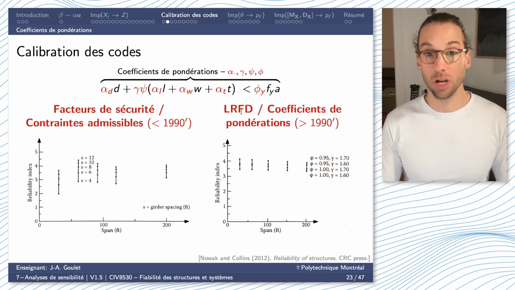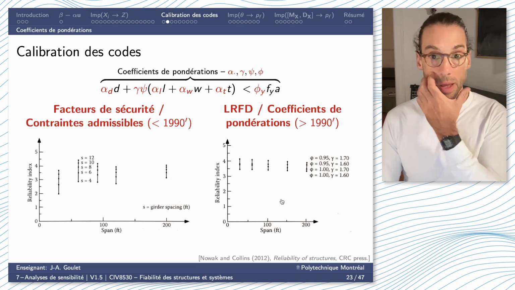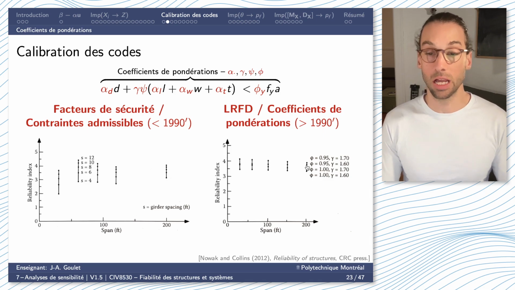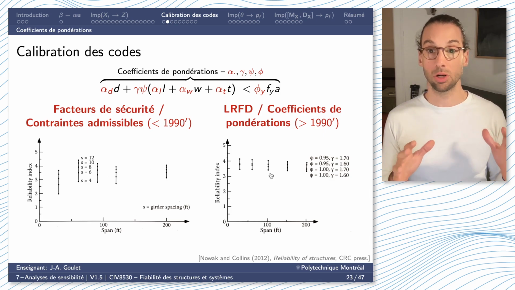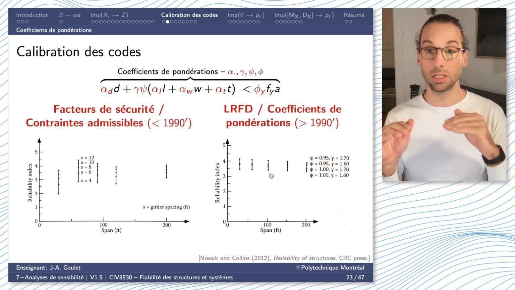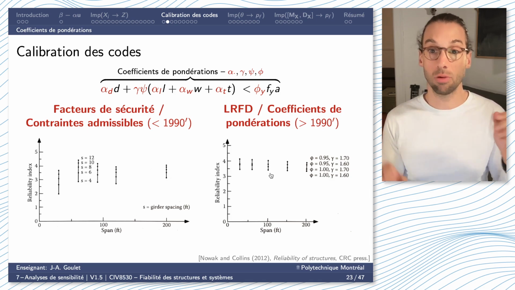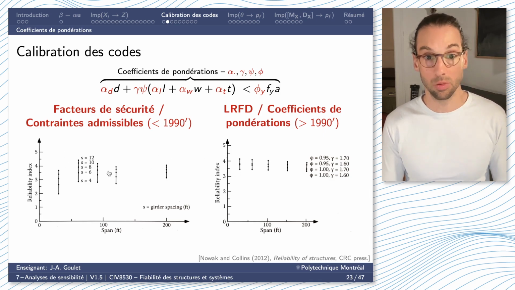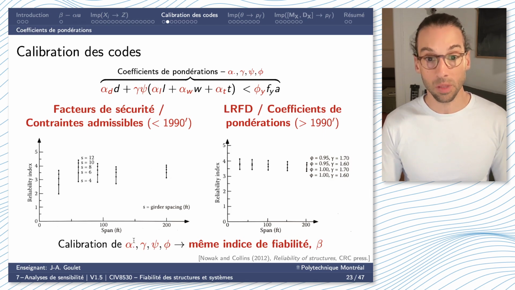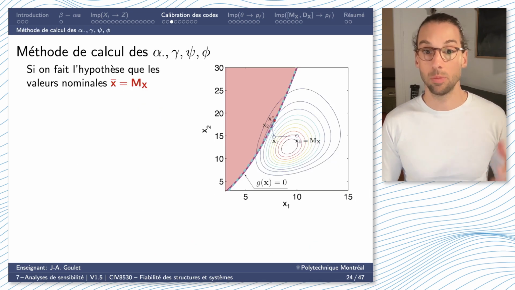Whereas after the introduction of the load and resistance factor design, where we introduce those coefficients, different bridges, in this case having different spans, would all have roughly the same reliability index, that same beta. And this is what we want, so that at the scale of a network of infrastructure, we have the same risk or the same exposure to failure across all of our structures, which wasn't possible before by only using a safety factor on the admissible stress. So the goal is to calibrate all these coefficients in order to obtain the same reliability index across a population of structures.